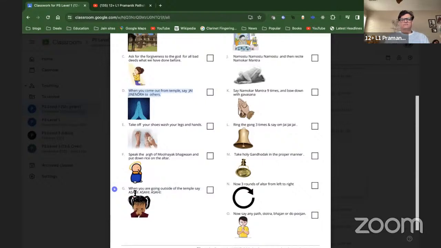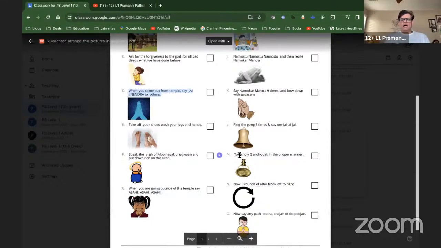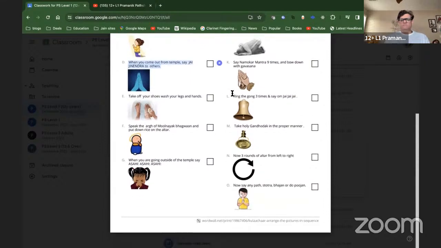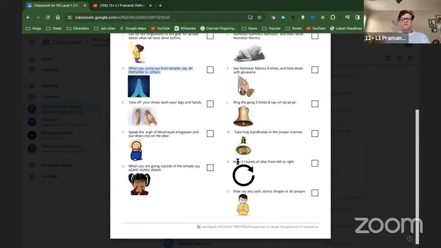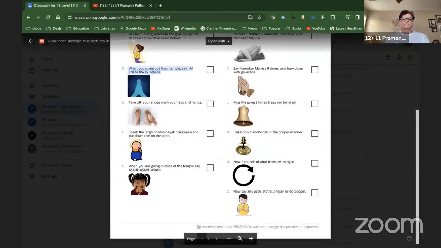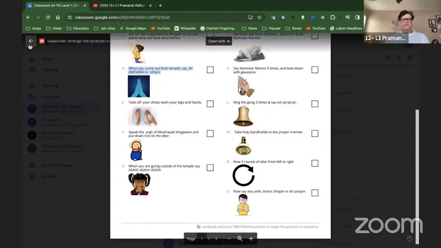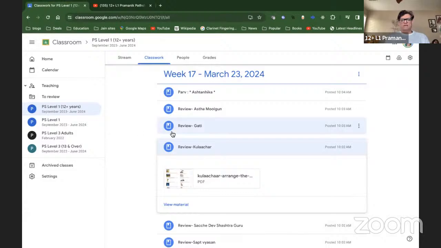Make sense? Wait, and when was the Gandhodak part? Gandhodak part is, beta, after you have done the namostus, and after that you do parikrama, and then after parikrama you take the Gandhodak. Oh, yeah, okay. Let's keep going.